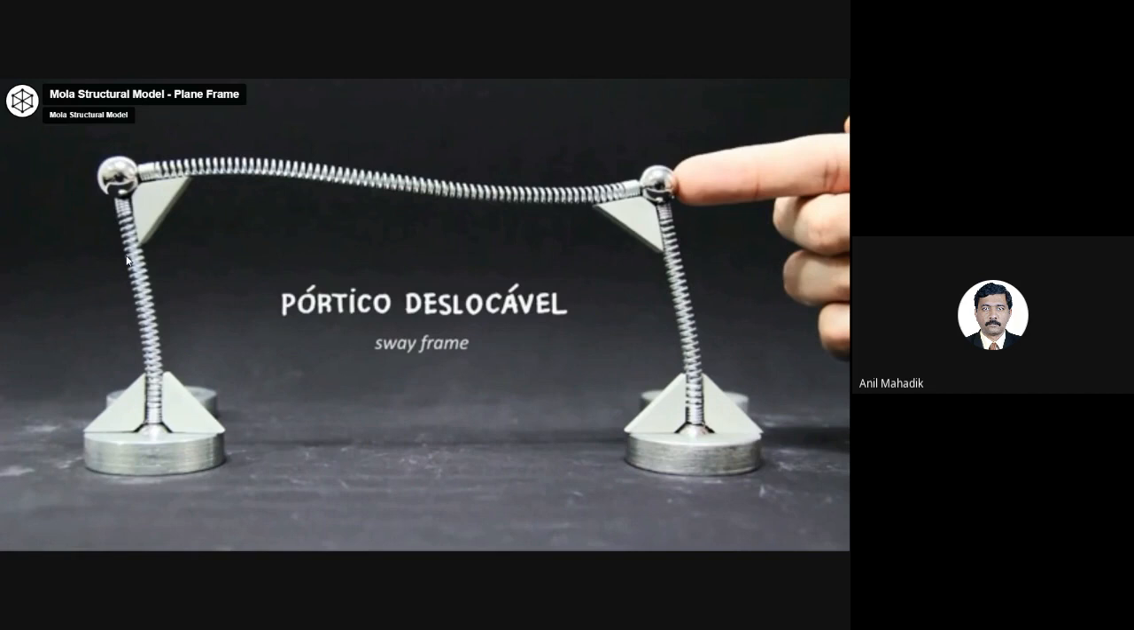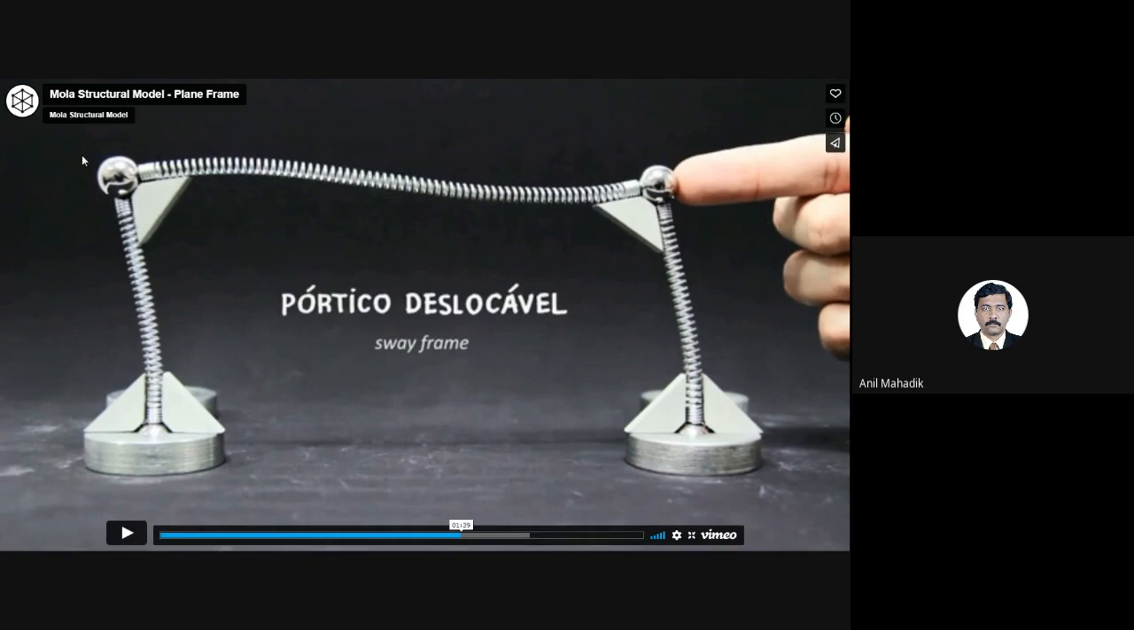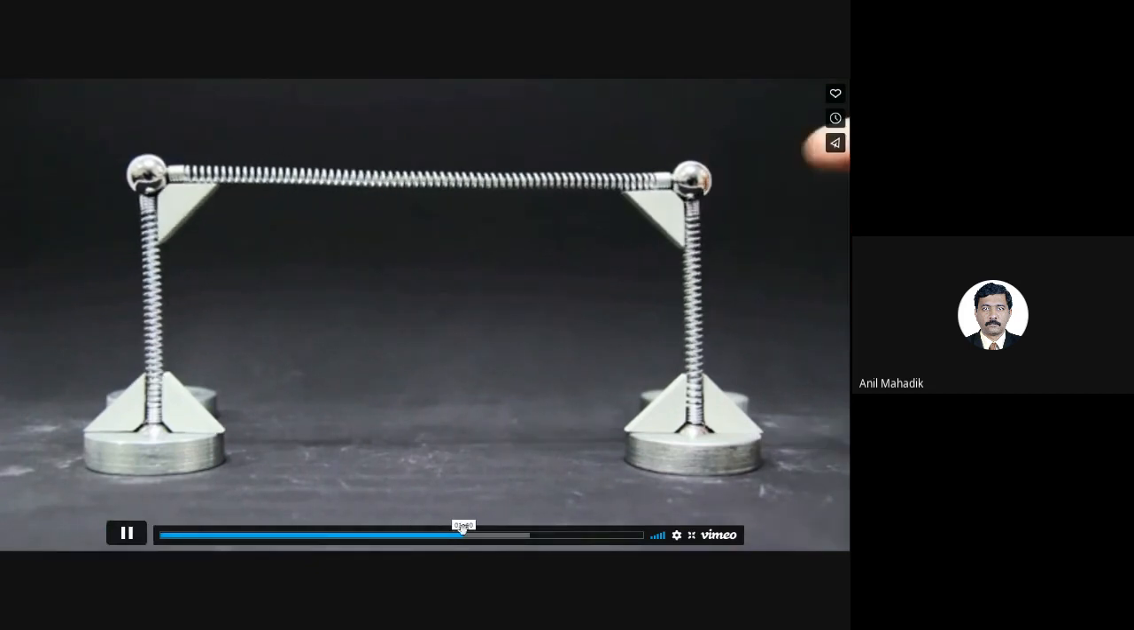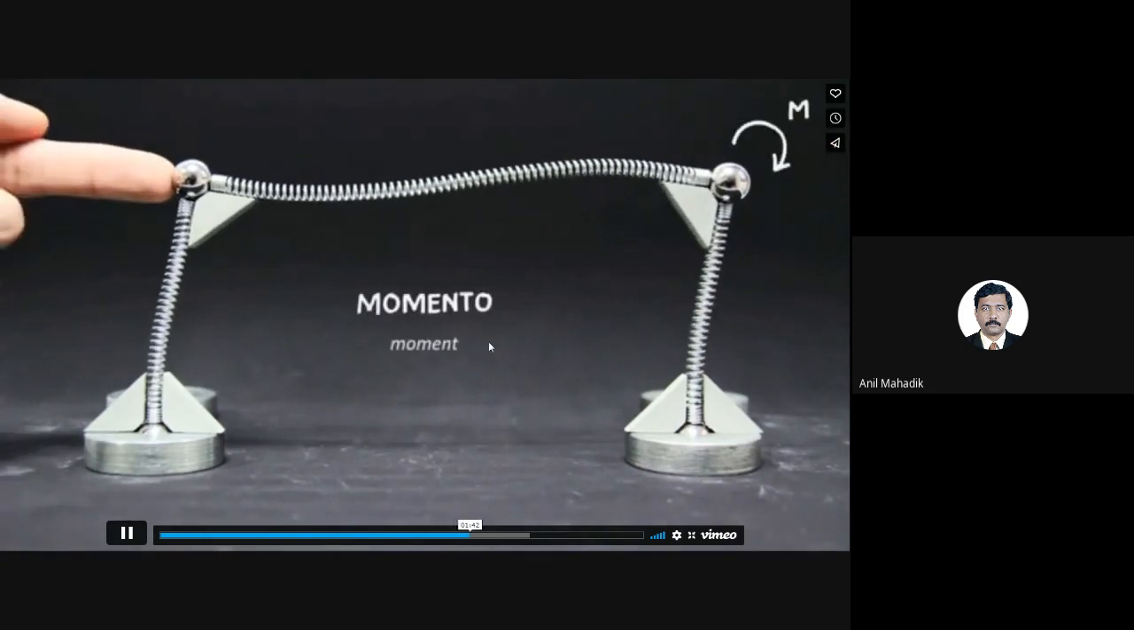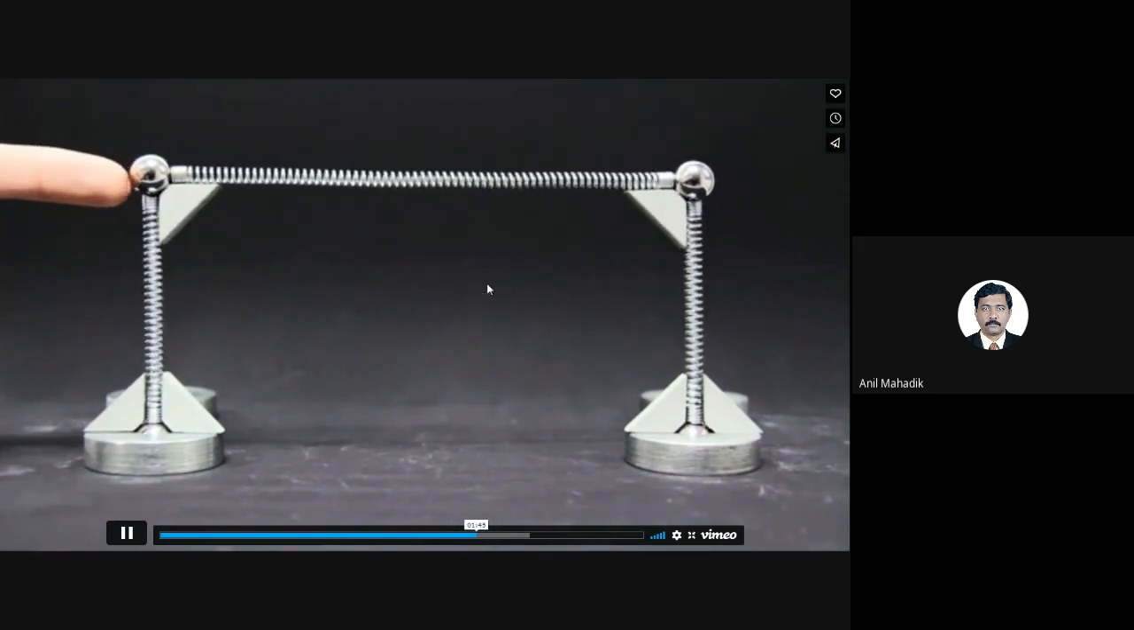There are two separate things. I'm learning this through observation. I'm not imagining anything. I'm just looking at it and trying to understand it. So remove that mental block. This is called the Mole structural model. You will find different videos there that will help you to understand, because they are real time. See this.